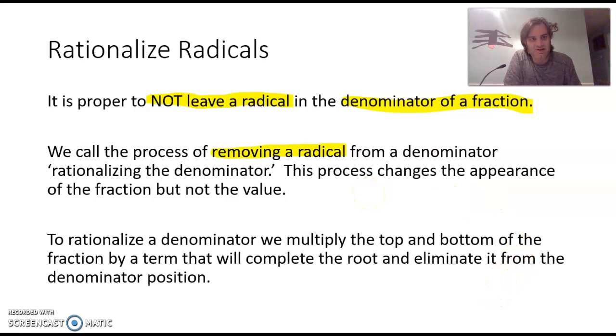So in the same way that you could say that 1/2 equals 2/4, they look different, but they are numerically the same. So we'll change the appearance, but not the actual value. And down here in the process, to rationalize a denominator, we multiply the top and bottom of the fraction by a term that will complete the root and eliminate it from the denominator.